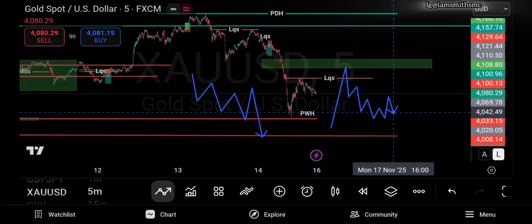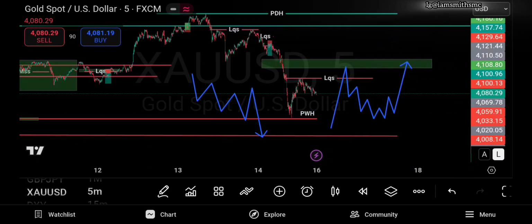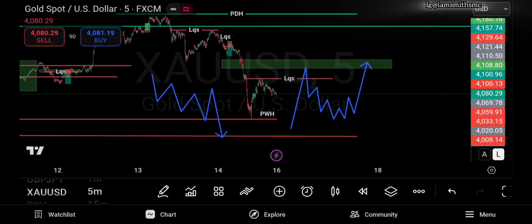Then I will wait for a pullback, either in the fib level, which is 50 or 60, with my retracement level, or I'll wait for my point of interest. Those are the two. Then the remaining one is that I wait for what? A fair value gap. That is the way I normally enter the market. Then the market can easily move upward. So these are the two strategies I use in trading the market.